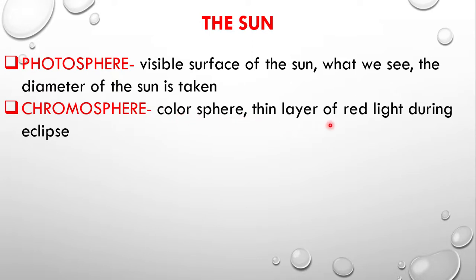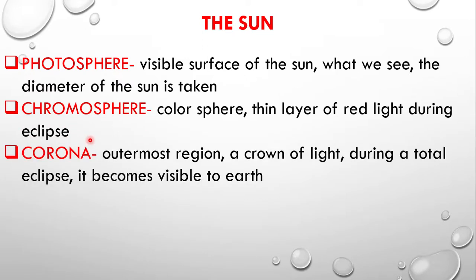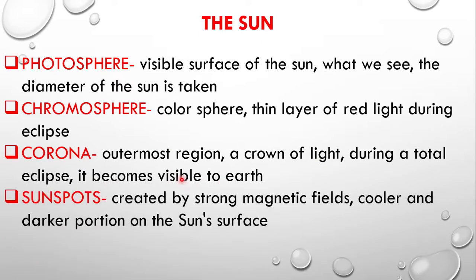You know, it's a thin layer of red light during the eclipse. Okay, makita lang natin yung chromosphere together with corona during a total solar eclipse. Okay, so si corona naman is the outermost region. It's a crown of light during a total eclipse, and it becomes visible to Earth during total eclipse. Okay? And then meron din tayo tinatawag na sunspots, which is created by strong magnetic fields. And the sunspot in the sun is a cooler and darker portion of the sun's surface.